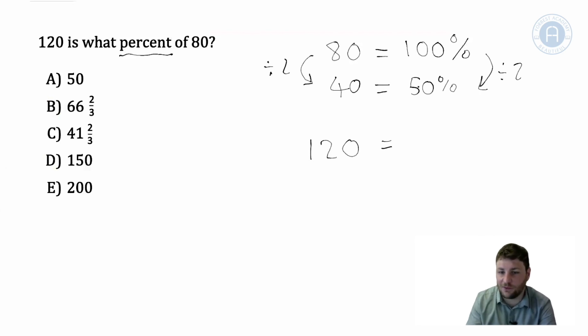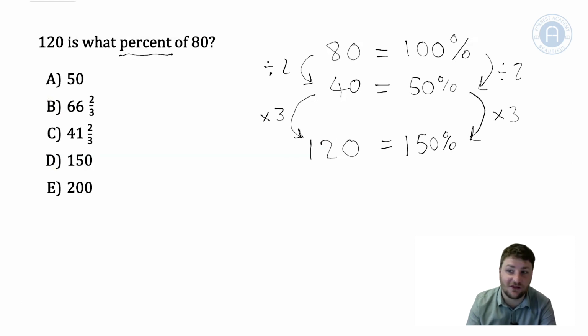We know that 40 is going to equal 50%. And if I want to get from 40 to 120, I can multiply by 3. Multiply 50 by 3 gives us 150%. Now, in this question, it's worked out quite nicely because 80 to 120, we've got lots of common factors that we can work out. If they are more difficult numbers, I would definitely suggest using either the decimal method or using our percentage method.